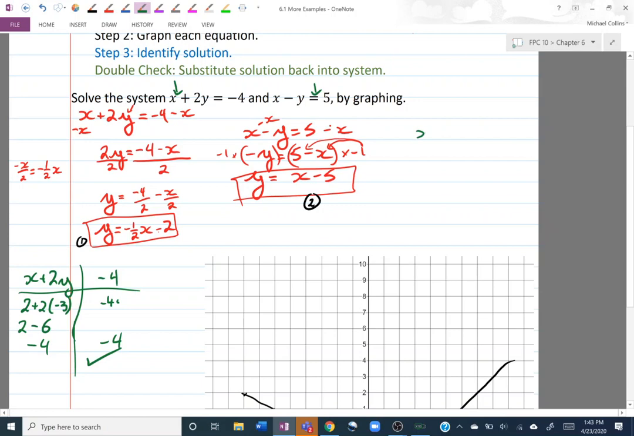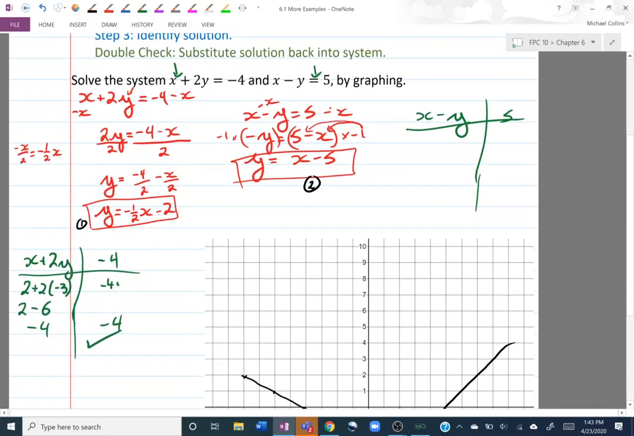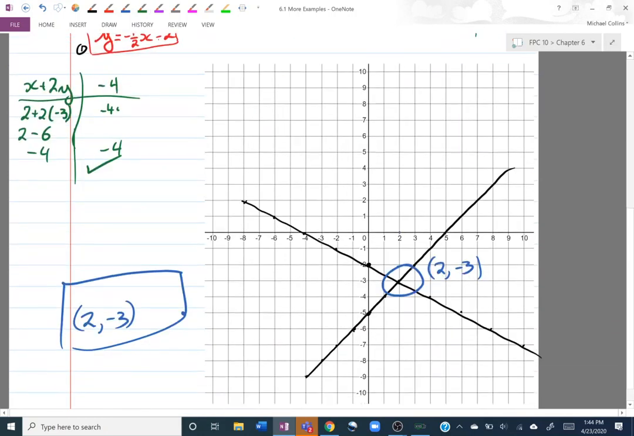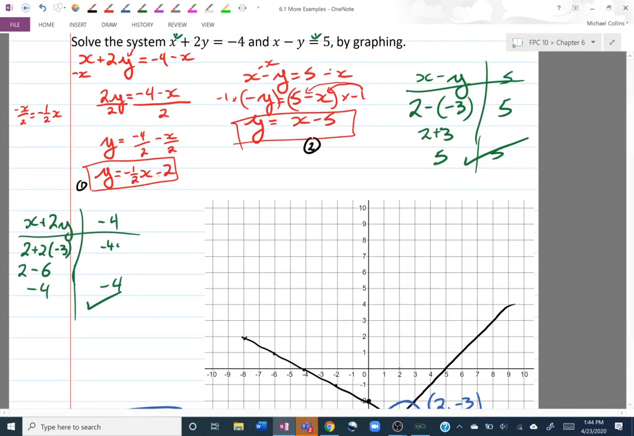Let's look at this second equation, x minus y equals 5. And I've got a 2, negative 3. So I've got a 2 minus negative 3. And on the right-hand side is going to be 5. 2 minus negative 3 is 2 plus 3. 5 is 5. Yes, passes the double check as well. And I think that is the end of 6.1.